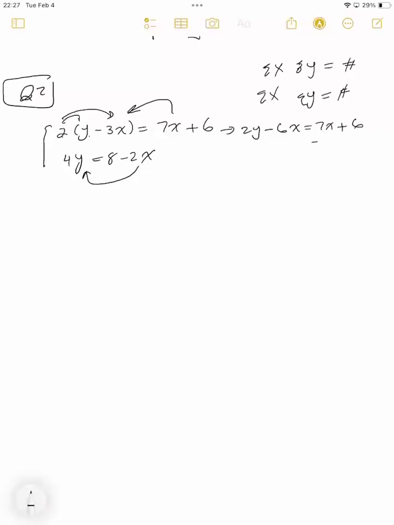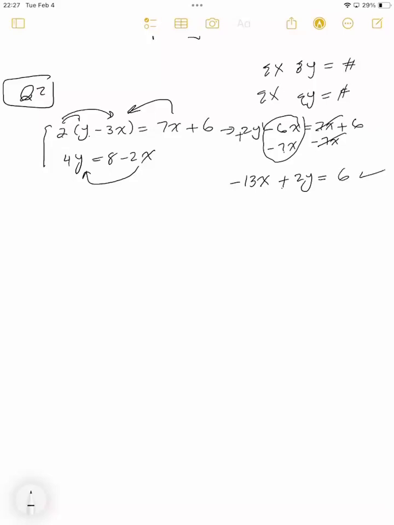Then I subtract 7x from both sides. So let's add and subtract these guys. I have a -6x and -7x. That gives me -13x, and I want to write it first. Then I have plus 2y, because this 2y has no sign. The sign is a positive, so that's an addition. On this side, we have 6. So that's our first equation.